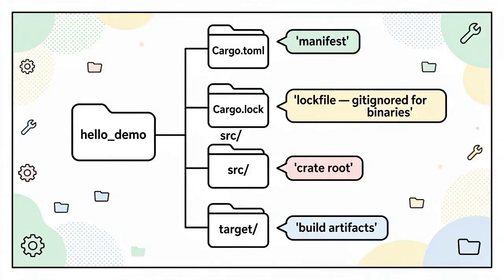Every Cargo project follows the same predictable layout. The manifest declares intent, the lock file enforces reproducibility, and the target directory holds the build output. This is the anatomy of a Rust crate.